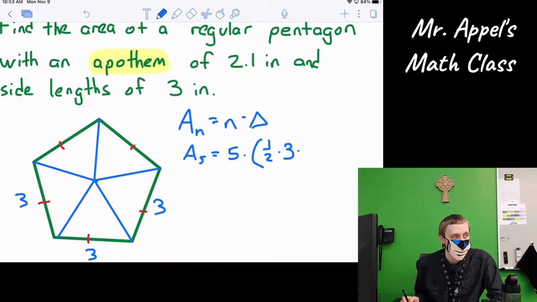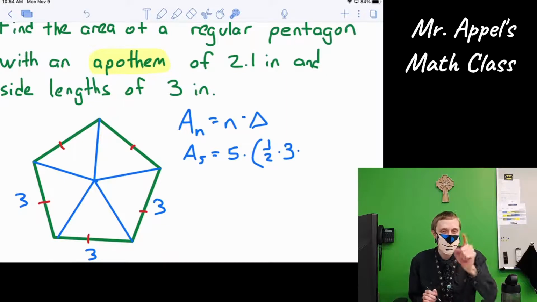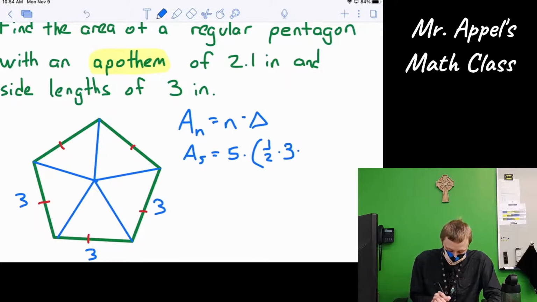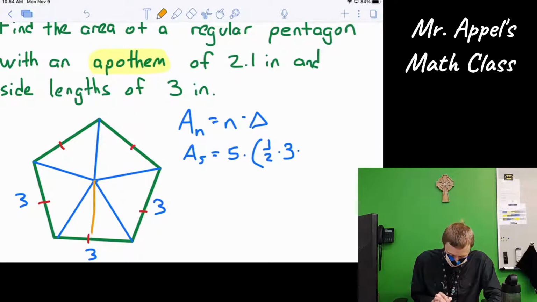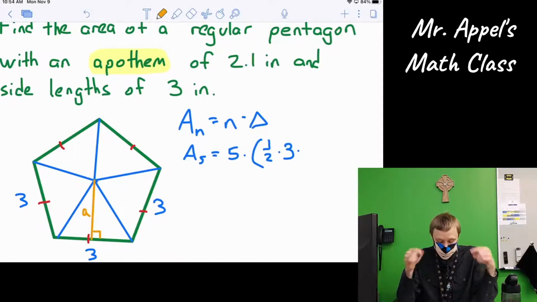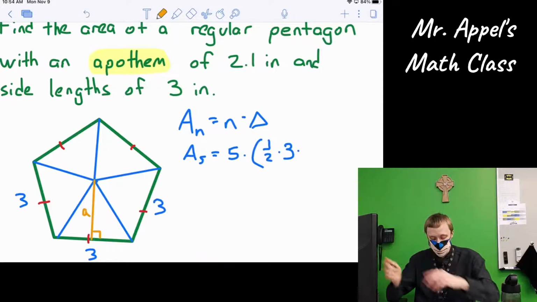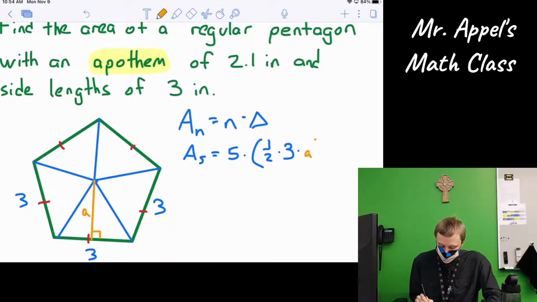But what's the height? The only other thing I'm given is the apothem. And the apothem of a polygon goes from the center to a side, and it meets it perpendicularly. That is our apothem. That's pretty convenient, because it turns out if you slice this up like a pie, the apothem becomes the height of our triangle, which means we can fill in that value there.